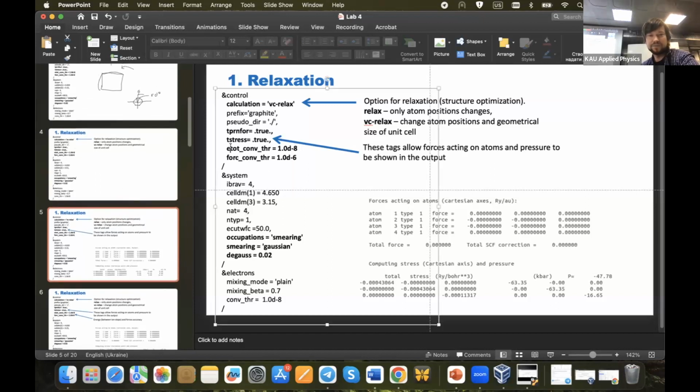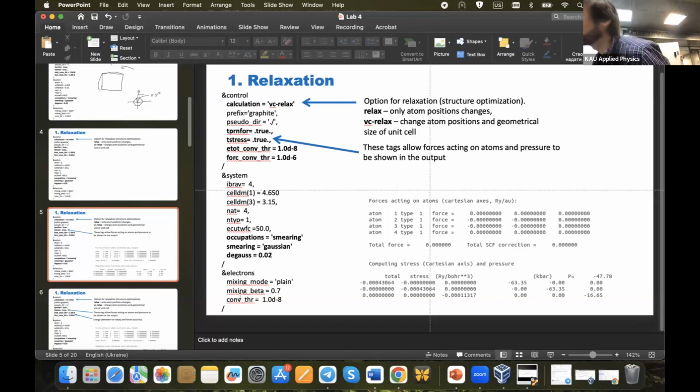So these two tags just allow this information to be in the output. True means, by default it's false, I just typed it true. And here etot_conv_thr and forc_conv_thr mean the total energy convergence threshold and the forces convergence threshold. What does total energy convergence threshold mean? It's not like this convergence threshold in electrons, which deals only with the Kohn-Sham cycle. It's only for convergence of each Kohn-Sham cycle.